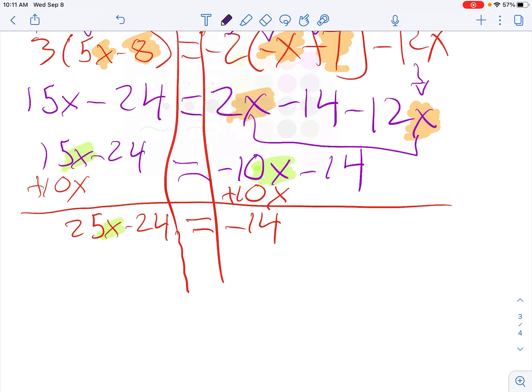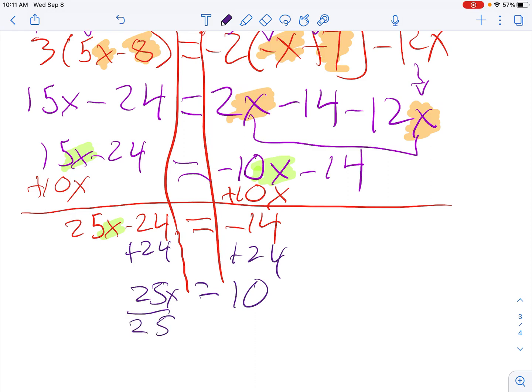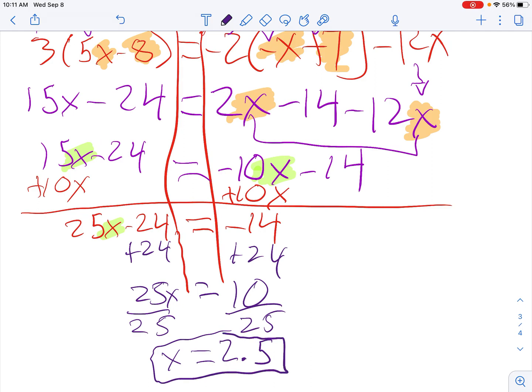Now, my goal is to get x by itself. So if I want to get x by itself, I got to get rid of this negative 24. So I'm going to add 24 on both sides. 25x equals negative 14 plus 24. Okay, I'm going to add 24, and that's going to leave me with 10. Now, the only thing that I have to finish this problem is undo 25 times x. What's the opposite of 25 multiplied by x? To undo that, you must divide. Therefore, x equals 2.5.